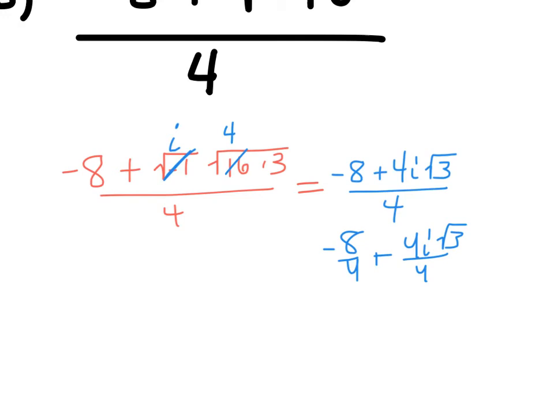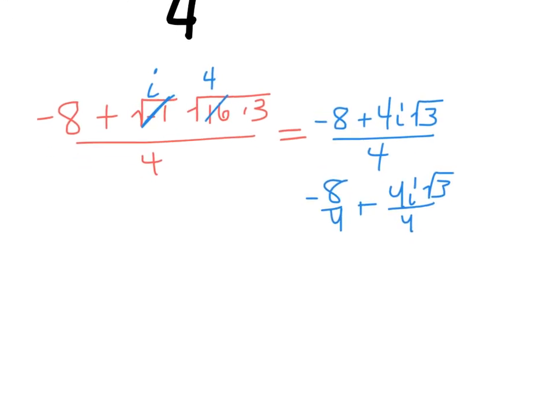Do you want us to simplify the denominator? We're going to have to simplify. That's why I wrote it out separately. What is negative 8 divided by 4? Negative 2. So negative 2 plus, what's 4 divided by 4? 1. So just i root 3.